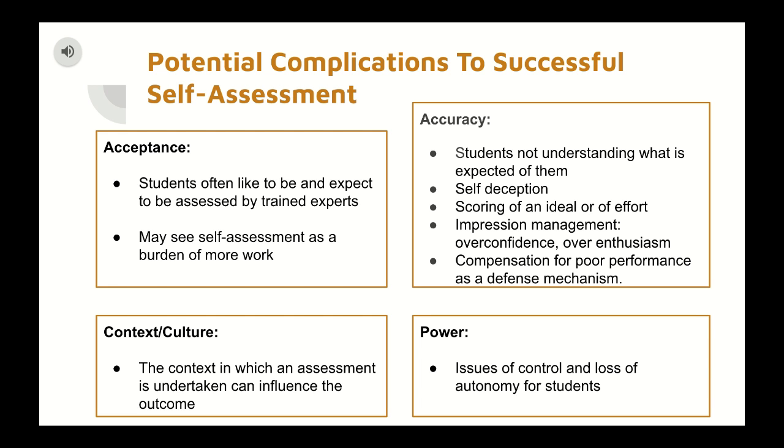The final category is power, and this complication involves who sets the criteria for students and who sets the marking criteria. These can cause feelings of loss of control and autonomy in students, and some studies have shown that students should be involved in setting the criteria and marking schemes.